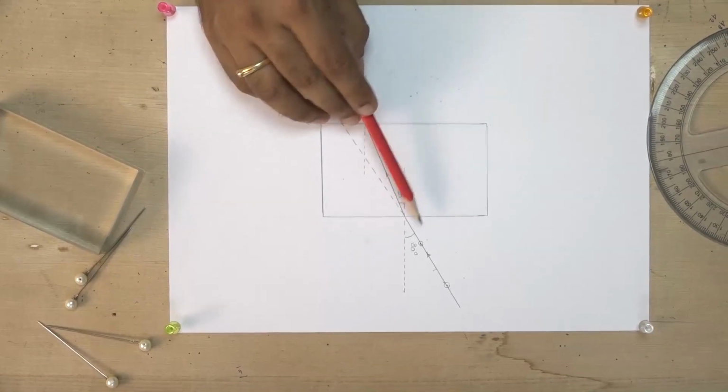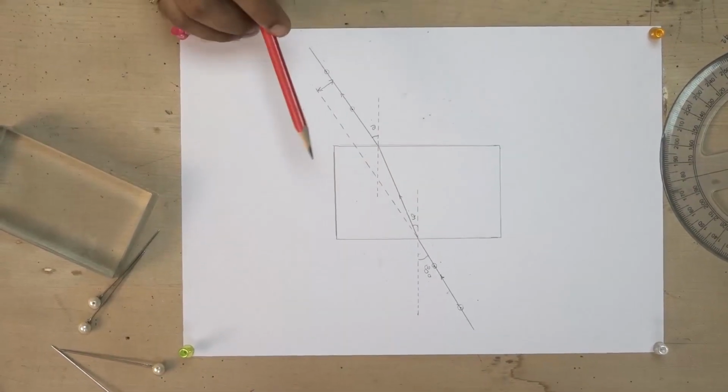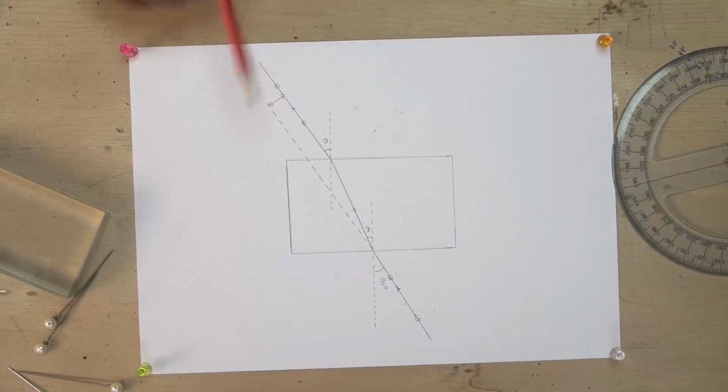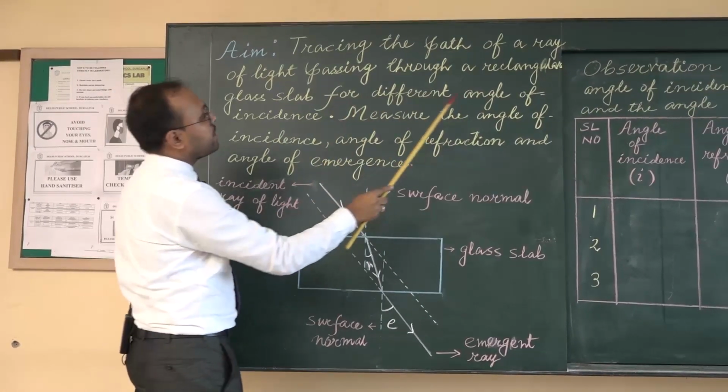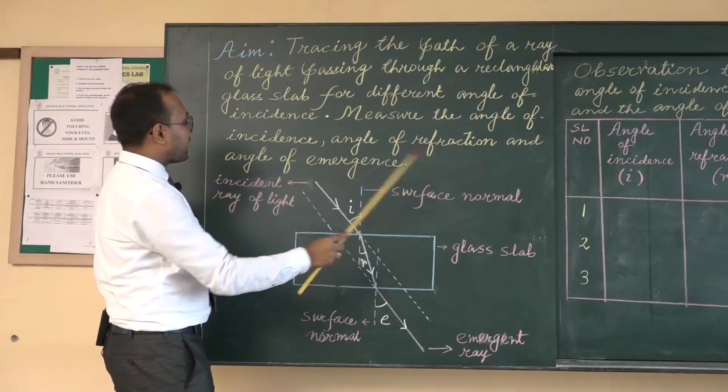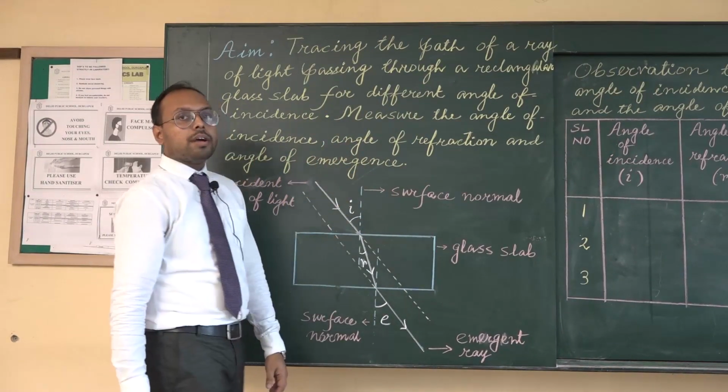In this way the same thing we will be repeating for more angles. Now, we will do it for 45 degrees and for 60 degrees, and the corresponding angle of refraction and angle of emergence we have to calculate. Rectangular glass slab, for different angles of incidence, measure the angle of incidence, angle of refraction and angle of emergence. Now, here what we are doing?